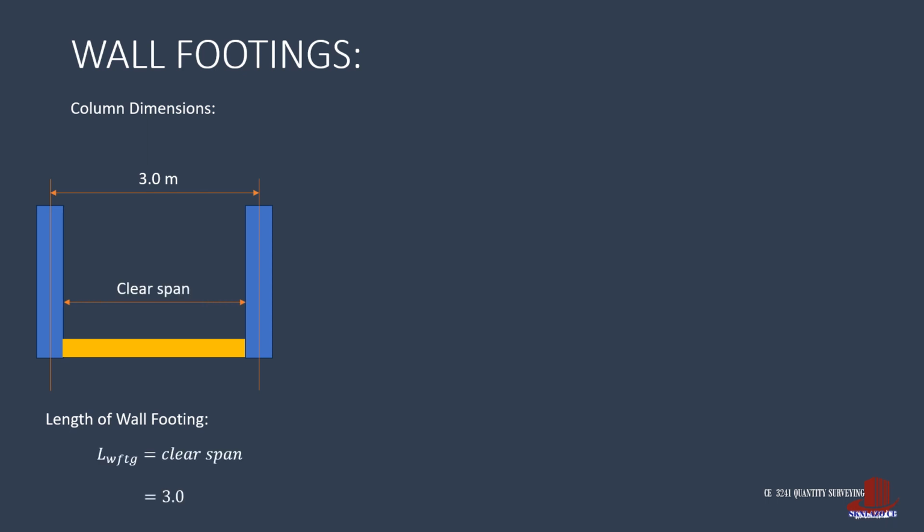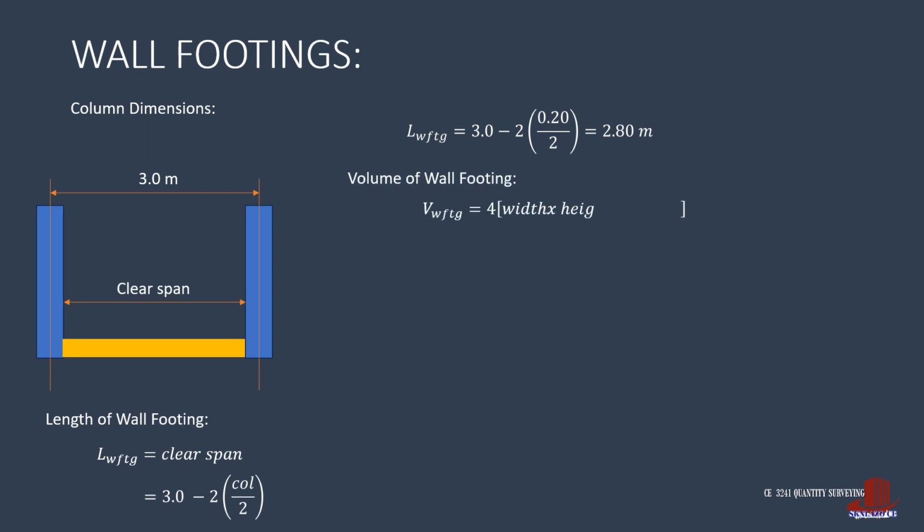The clear span uses 3 meters less twice of half of each column on both ends. Get 3 meters minus twice of 0.2 divided by 2, which results to 2.8 meters. With the 3 dimensions already known, solve for the volume, which is 4 of 0.2 by 0.5 by 2.8. The wall footing volume is 1.12 cubic meters.